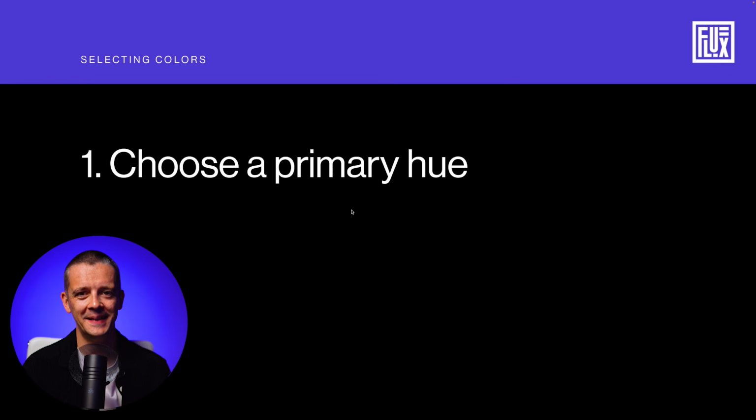Number one, when you're selecting colours, is to choose a primary hue. Now, what is a hue? I like to think of this as the answer a 2-year-old child would give you if you asked them, what colour is this? They wouldn't say sapphire or sienna or mustard. They would stick to basic colours like green, red, blue, yellow, primary colours, secondary colours. And that's what a hue is.